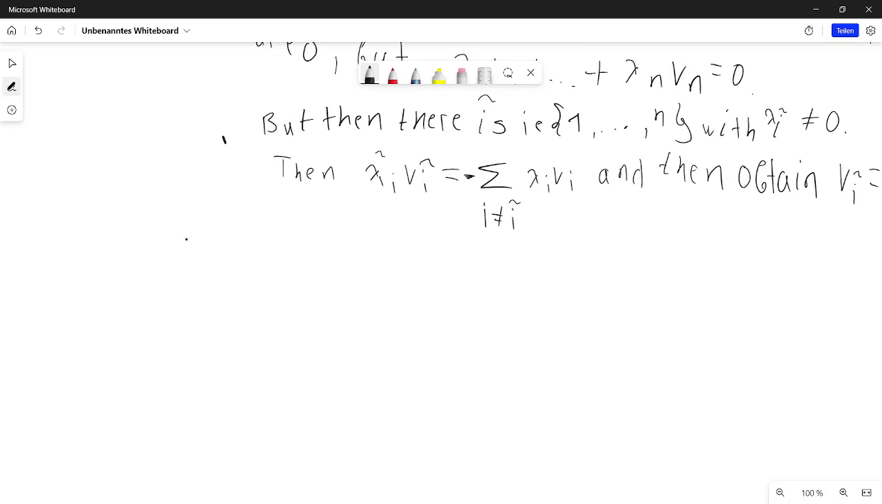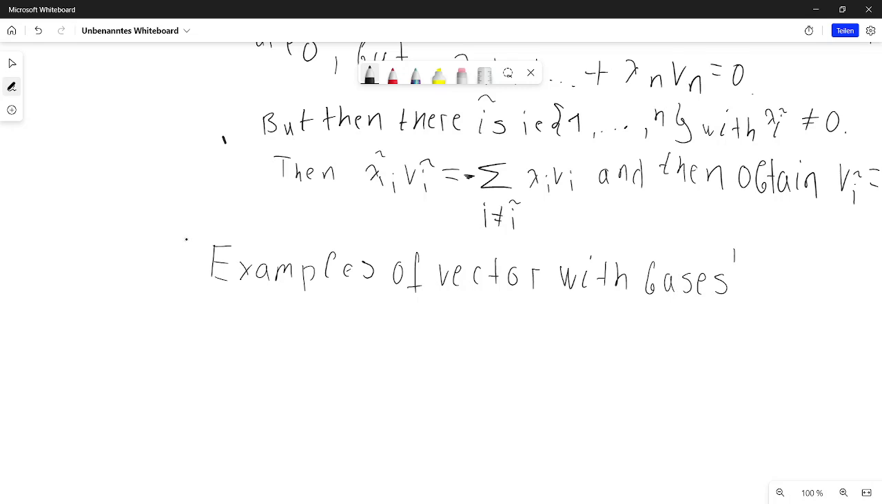Let's look at that. Examples of vector spaces with clear bases. Of course, we'll get to the real stuff about bases later with proofs, but for now, just to get some intuition, let's look at that. Clear bases.